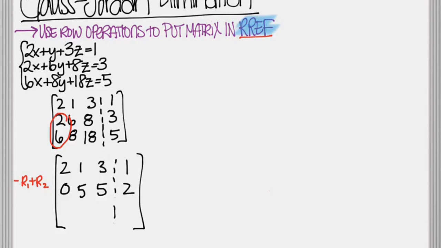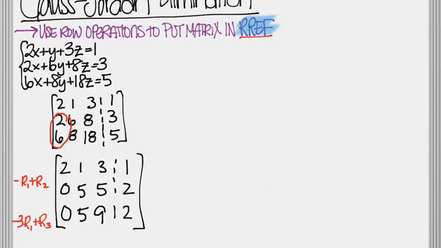I'm going to also do negative 3 row 1 plus row 3. So notice I'm only using 2 rows at a time to change. I'm writing my row operations, which is something I will look for when you guys do these on your own. So this will work out to be a 0. 8 plus negative 3 will be another 5. 18 plus negative 9 will be a 9, and 5 plus negative 3 is a 2.